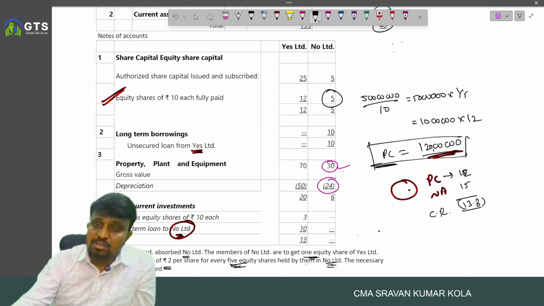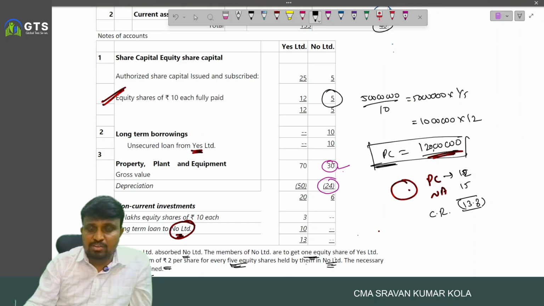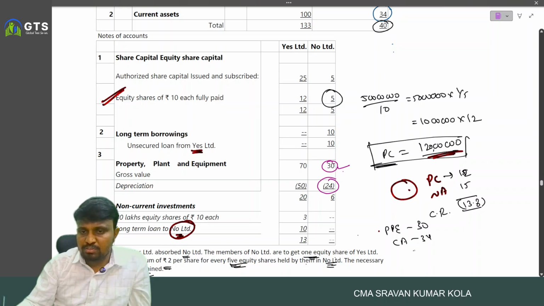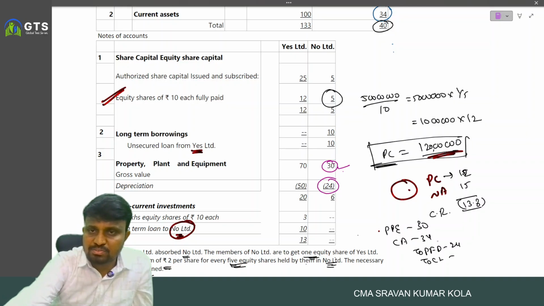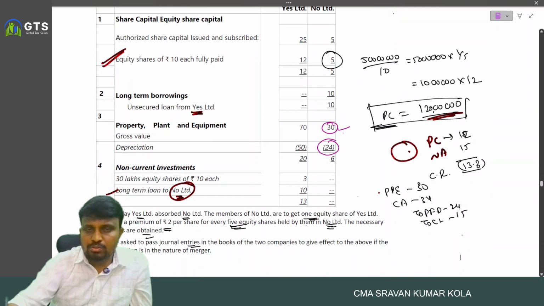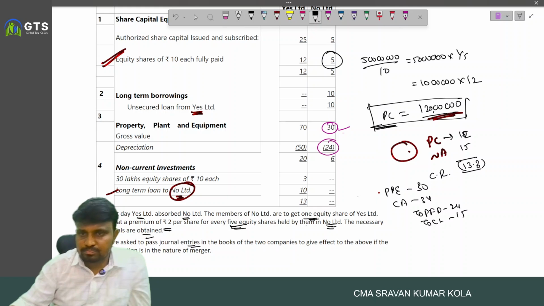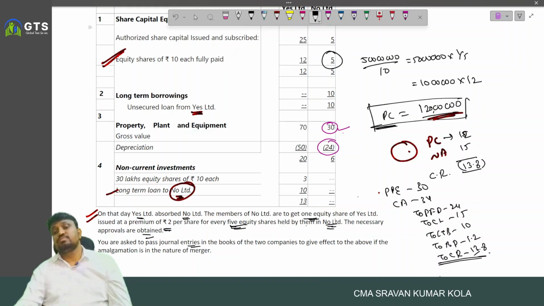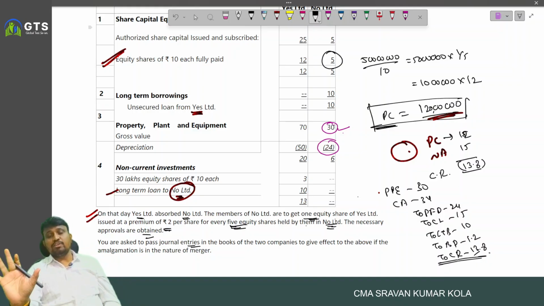And what is the entry to be recorded? So first PPE account debited, 30, and current assets account debited. So how much amount is that? 34.2. To provision for depreciation 24.2. To current liabilities, how much? 15.2. To long term borrowings 10.2. To business purchase 1.2. To capital reserve 13.8 crore. This is the entry to be recorded.